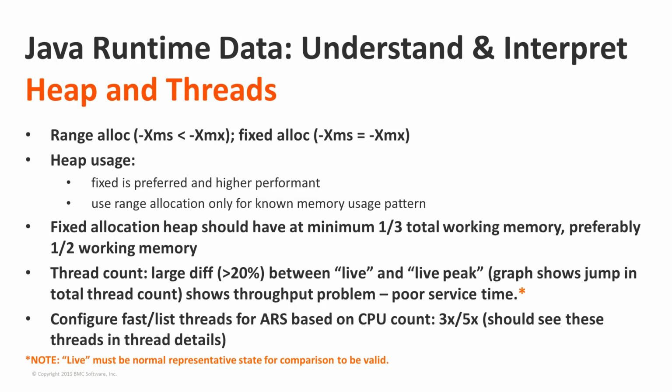Okay, so last, I just threw this in because this relates to the AR server. You know that we have this KA, and it says that for your Java process, based on the number of CPUs allocated, the fast and list threads should follow the 3 and 5x rule. Okay, so I threw that in just for that.